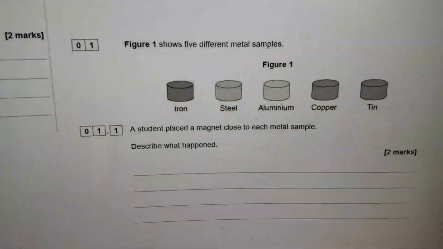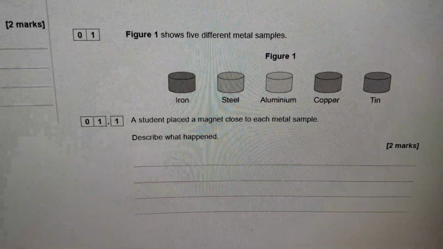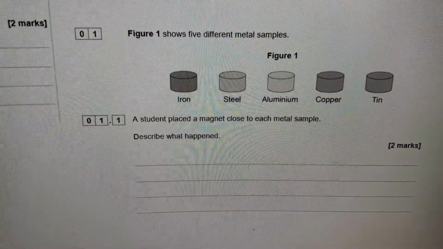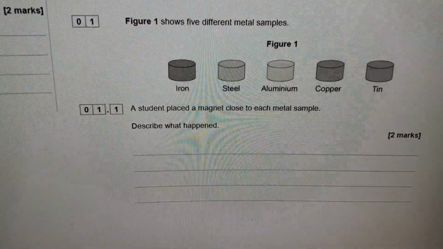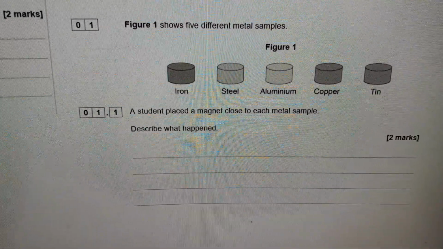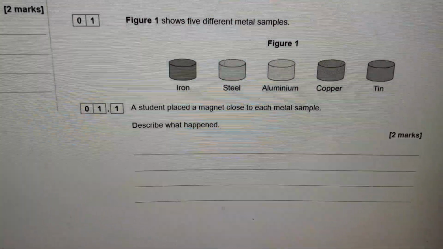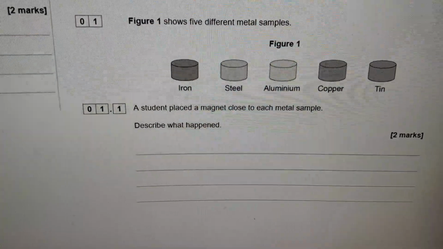And in fact, that is what question 1 is on. So if you turn to question 1, we can go through it. Here we go. I have got 5 different metal samples: iron, steel, aluminium, copper and tin. A student placed a magnet close to each metal sample. Describe what happened. Off you go.